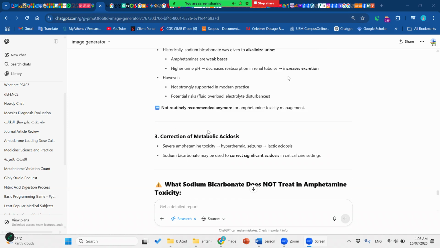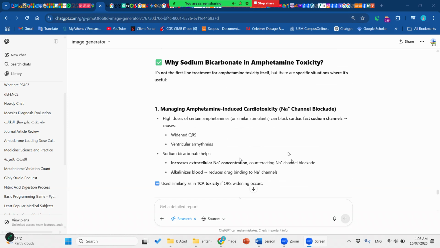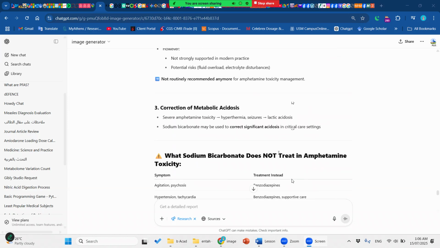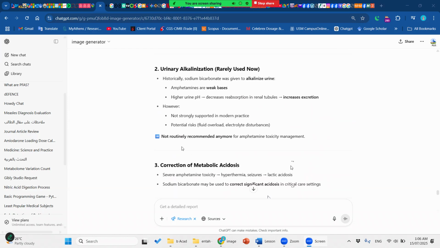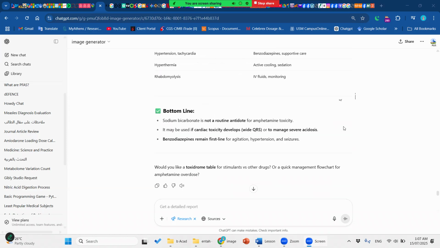And then we have correction of metabolic acidosis. So this is another scenario whereby we might consider giving sodium bicarbonate. In severe amphetamine toxicity, you might have hyperthermia, seizures. Okay, so we have this fitting. So this will all potentially cause lactic acidosis. So sodium bicarbonate may be employed to correct the acidosis in critical care settings.